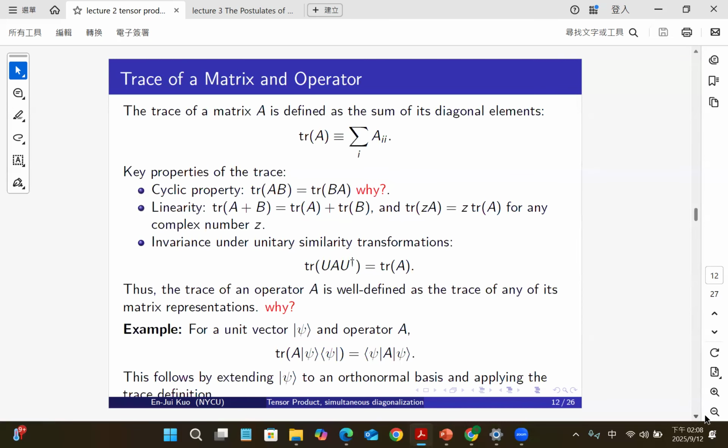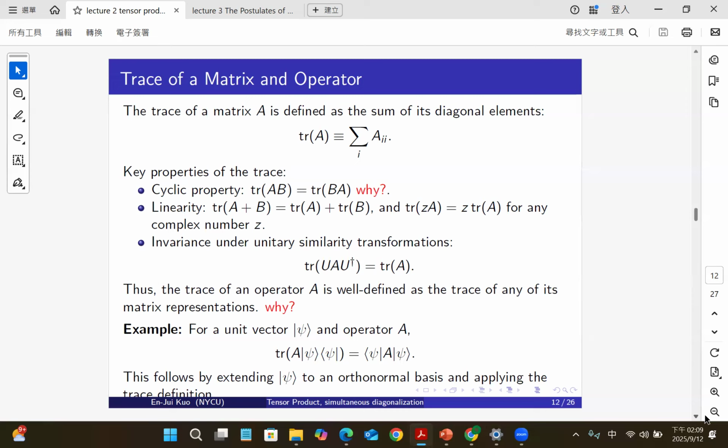Okay, so let's talk about the most famous one. These are complicated, but amazingly the most important one is this trace. So given a matrix A, the trace will be a sum over the diagonal. Okay. Good. So the first one is the so-called cyclic property, that is trace AB equals trace BA.